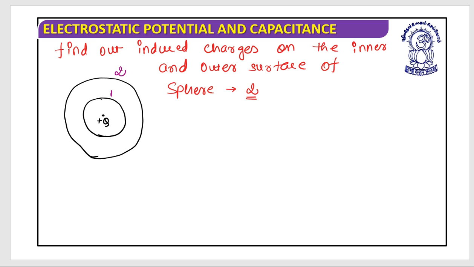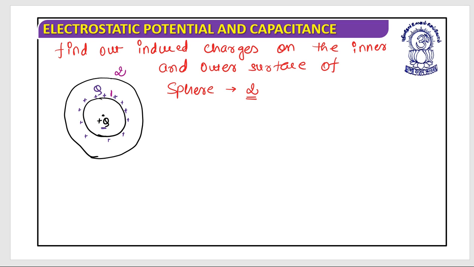Find out the induced charges on the inner and outer surface of sphere 2. So let's look at this very carefully. This is very interesting. This is plus q that has been given. So this plus q charge would be available on the surface of the sphere. First surface, what I mean, see, it's a plus q.